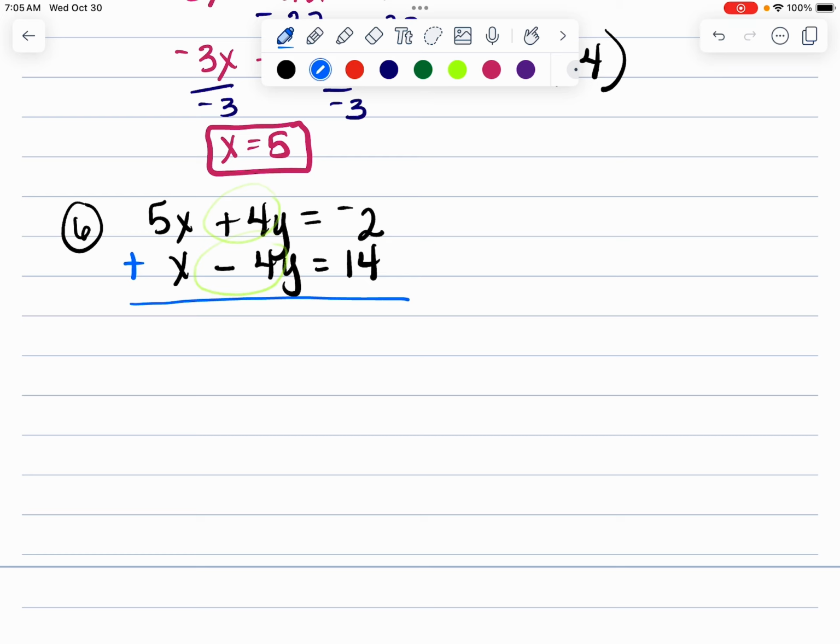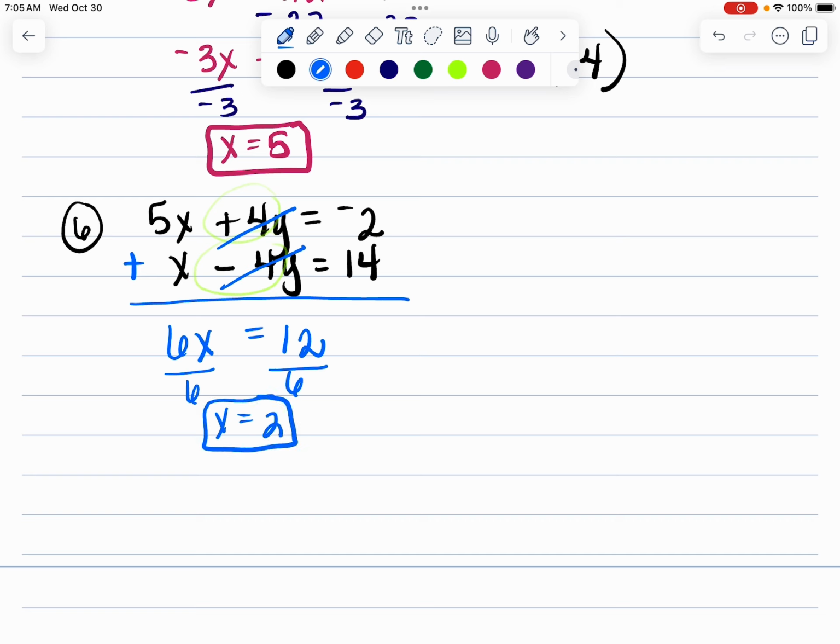these together. 5x plus 1x is 6x. These two values, of course, are eliminated. And then negative 2 plus 14 is 12. So that means that x is going to be 2. 12 divided by 6 is 2.